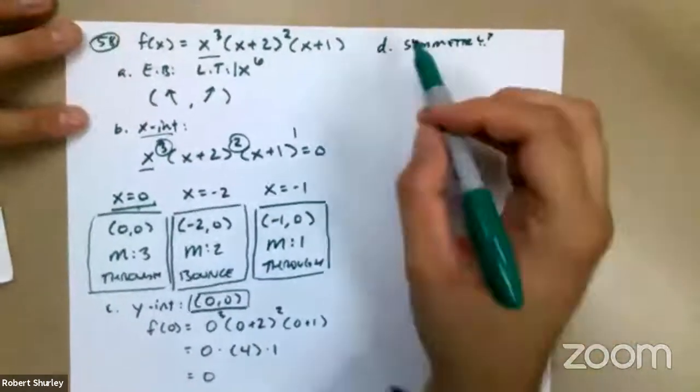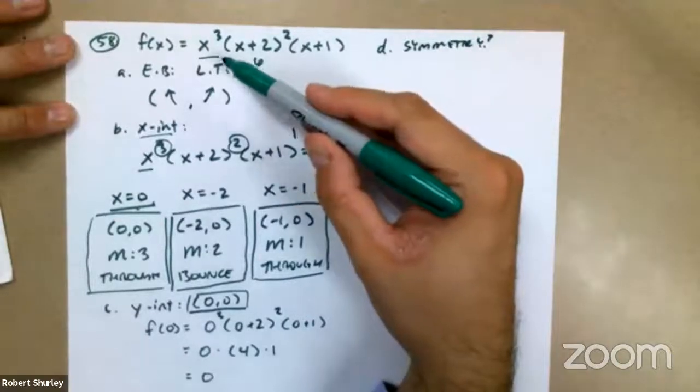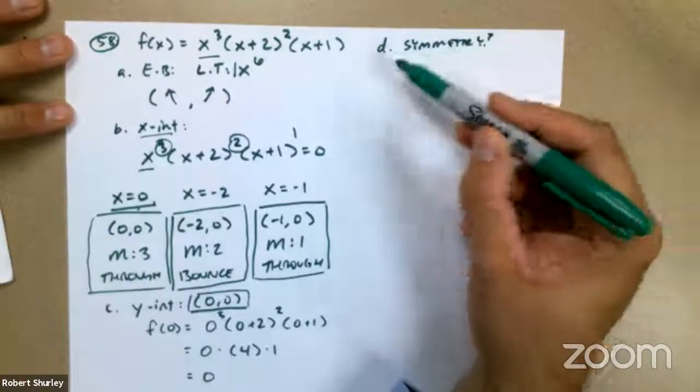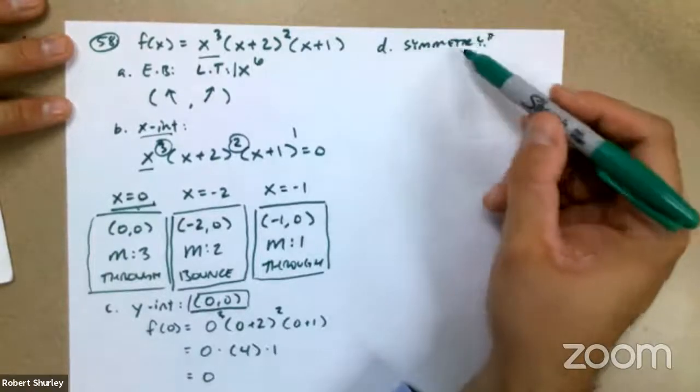Now remember, for symmetry, you plug in negative x to see if you get back the same thing. You know what? I'm not worried about this. I'm just going to look at the graph to determine if we have symmetry. So I'm going to skip over it.